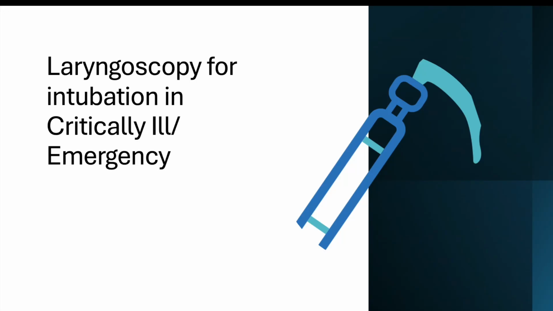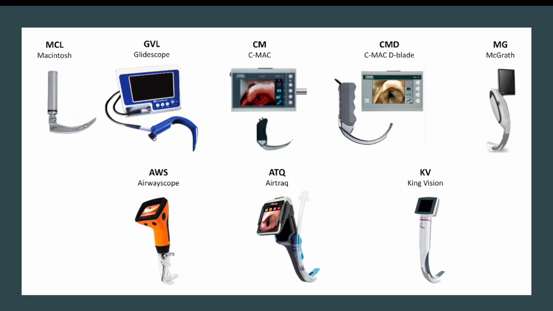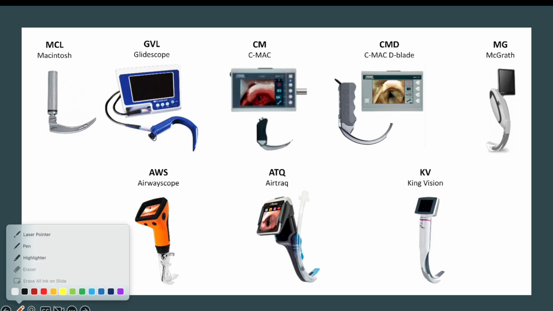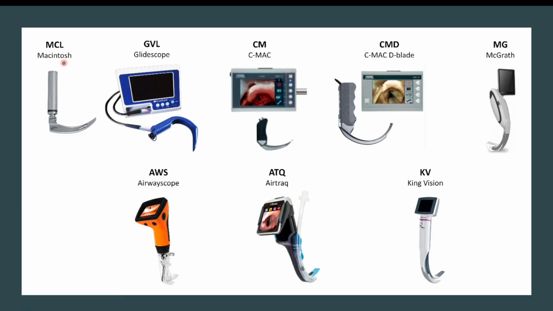So let's talk about how to optimally use the laryngoscope while intubating a critically ill patient or for emergency intubation. There are several types of laryngoscopes which are available. The first one is the standard Macintosh blade direct laryngoscope, and the others are types of video laryngoscope. Some commonly used ones are GlideScope, C-MAC, McGrath, AirTraq, and King Vision.